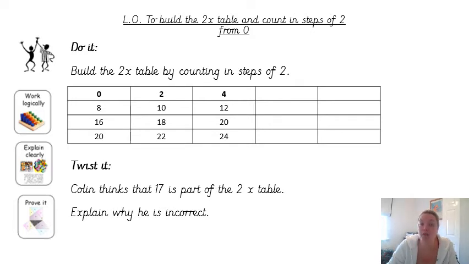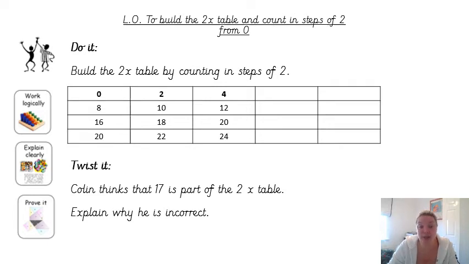Remember, you can't write 8, 10, 12 and then 13 because 13 is counting in ones. Remember, we're counting in twos. So the next one, 16, 18, 20. What comes next? And the last one, 20, 22, 24. And this one's a little bit harder. What 2 numbers come next?